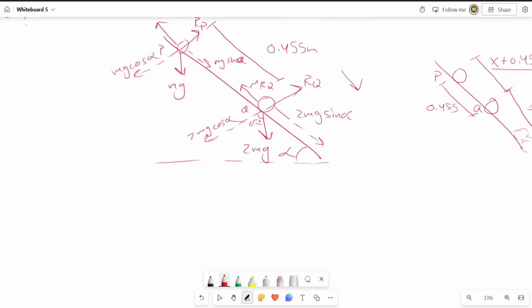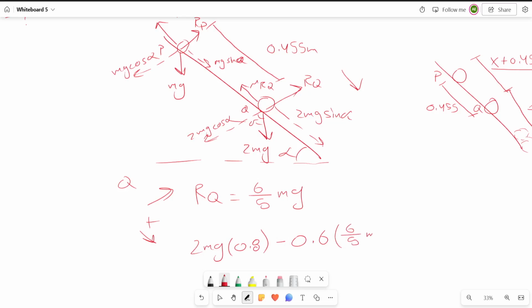So let's start by resolving in this direction for Q. I know that R_Q will equal 2mg cosine theta, so it's the same, so it's also 6 over 5 mg. And let's resolve now in this direction as positive. My 2mg sine theta, which is 0.8, is in the positive direction, minus mu R, which is 0.6, times R_Q, which is 6 over 5 mg. This should be equal to 2ma.